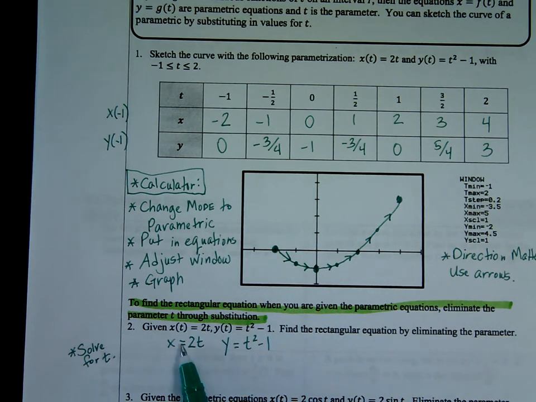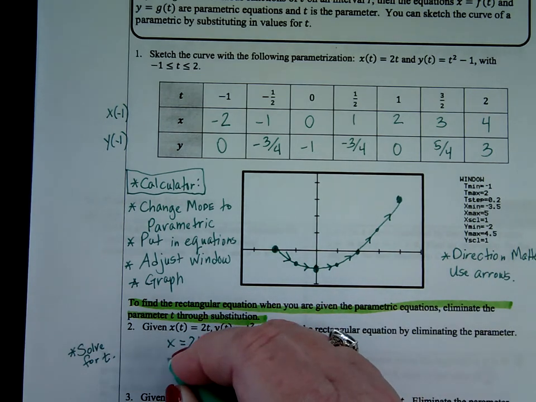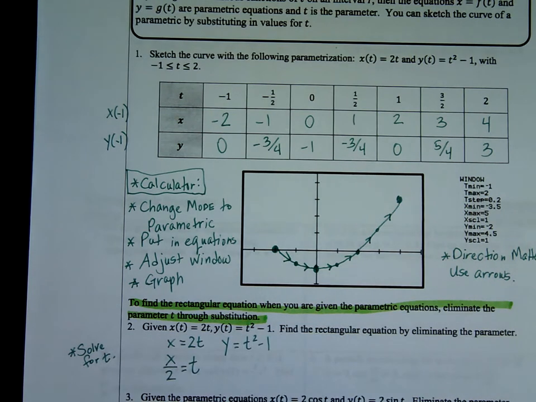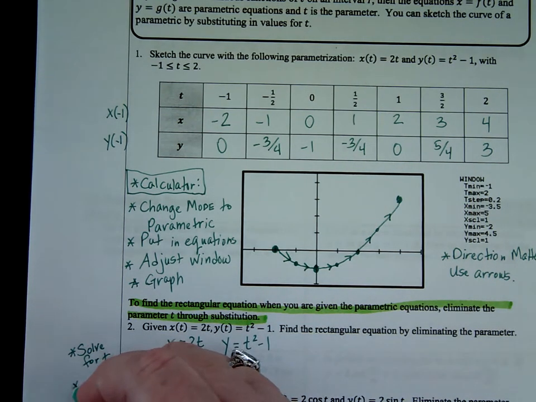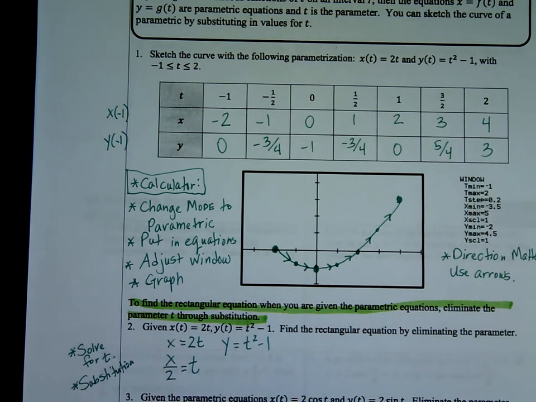So this one is obviously the easier equation. And so I'm going to take that guy and I'm going to solve for t, which means I have to divide by 2. So I have x over 2 is equal to t. And then once I have that, I'm going to use substitution, that's a u substitution, to be able to put it back into just x's and y's and get rid of the t, which is what I'm trying to do.